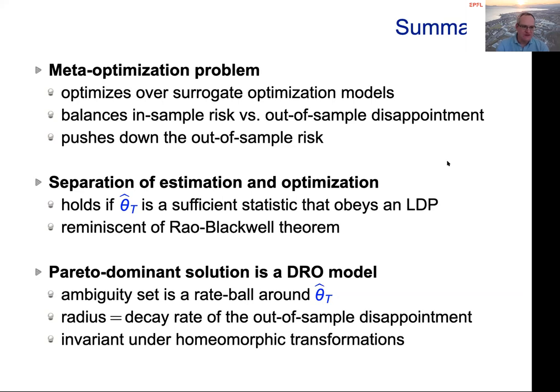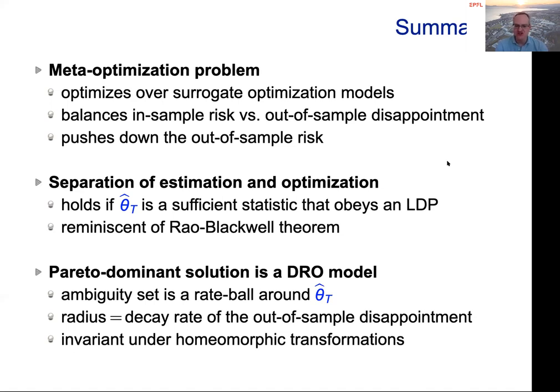This separation principle holds if we can find a statistic theta hat that is sufficient for the unknown parameter, and that obeys a large deviation principle. And it actually turns out that both of these properties are usually satisfied if our distribution family is an exponential family. That's something I didn't discuss, but that we discuss at length in the paper. Another thing that I didn't discuss is that this result is somewhat reminiscent of the well-known Rao-Blackwell theorem in statistics, and I'm not going to talk about that. We've also seen that Pareto-dominant solutions, if they exist, have a distribution robust interpretation. So they lead to a DRO model. And the ambiguity set of this distribution robust model is a ball with respect to the rate function of the large deviation principle.